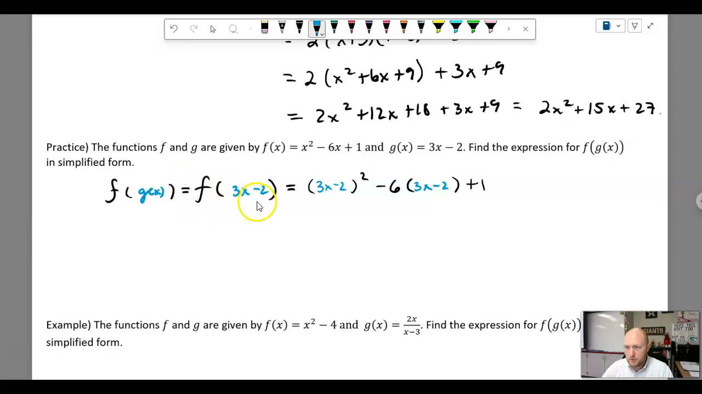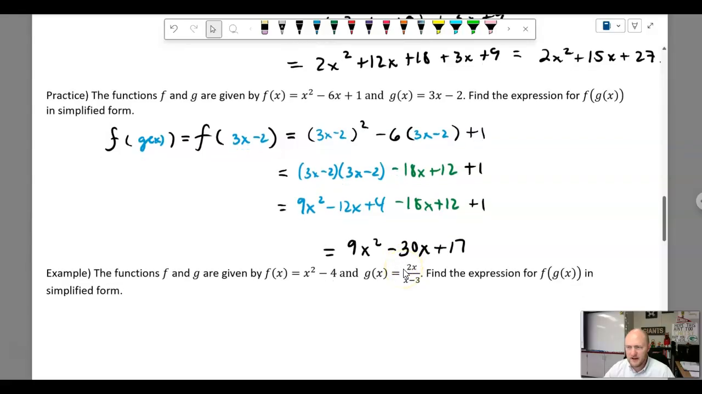You would get f of 3x minus 2, and when we do this, we get 3x minus 2 squared minus 6 times 3x minus 2 plus 1. Did you get it? Hopefully you did. Go ahead, please pause me now. I want you to simplify this, so I'll show you the simplified answer here in a second. Okay, final simplification, 9x squared minus 30x plus 17.